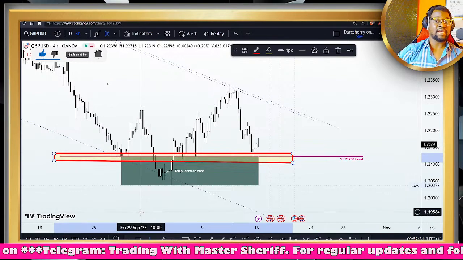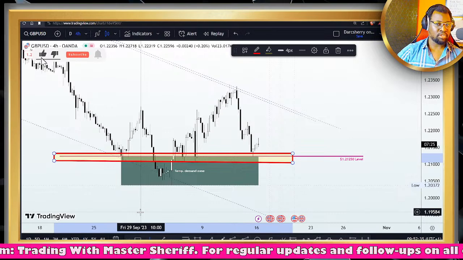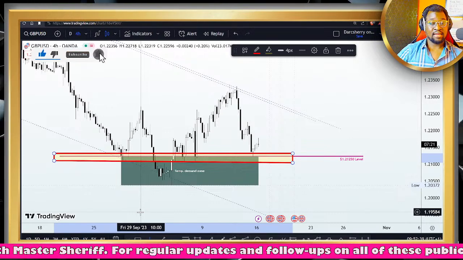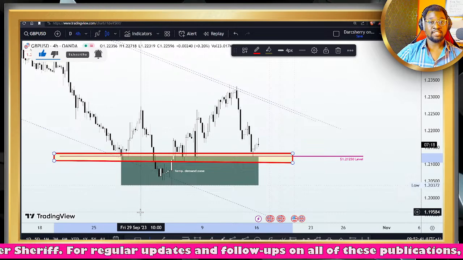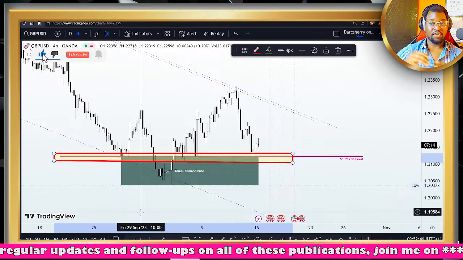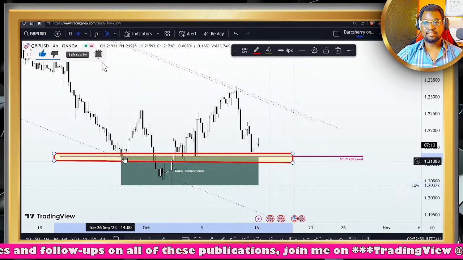As long as price remains above that key level, I want to hold on to a bullish bias. But if price breaks down the key level, retests it a couple of times, then we want to be getting ready to sell. Now, as it is right now, price remains above our key level.